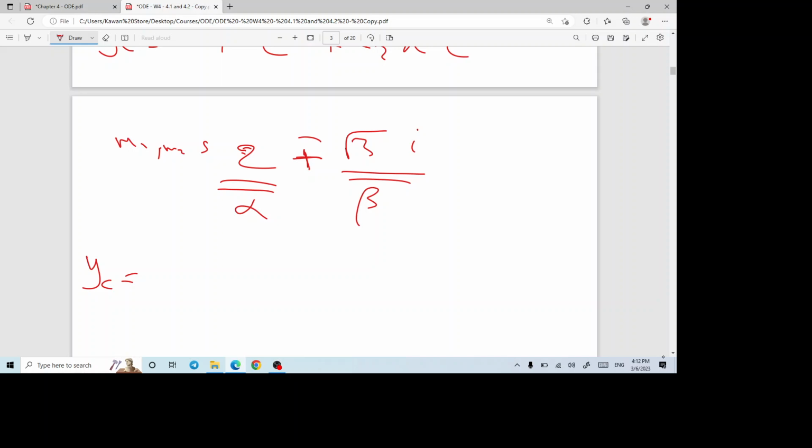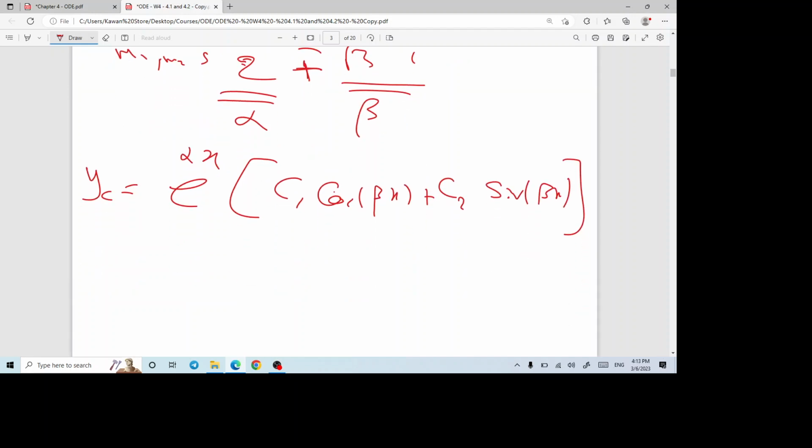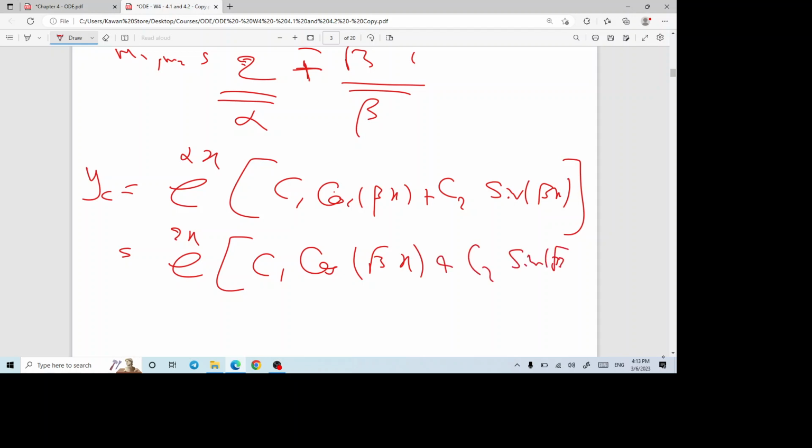So in that case, yc is equal to what? e to the power alpha x, c1 cosine beta x plus c2 sine beta x. Understood, dear? Then here alpha is 2, so e to the 2x, c1 cosine square root of 3 x plus c2 sine square root of 3 x. Did you get the idea? This is about the previous one.